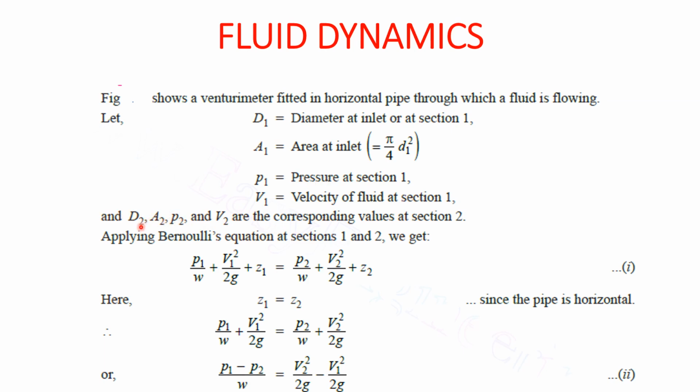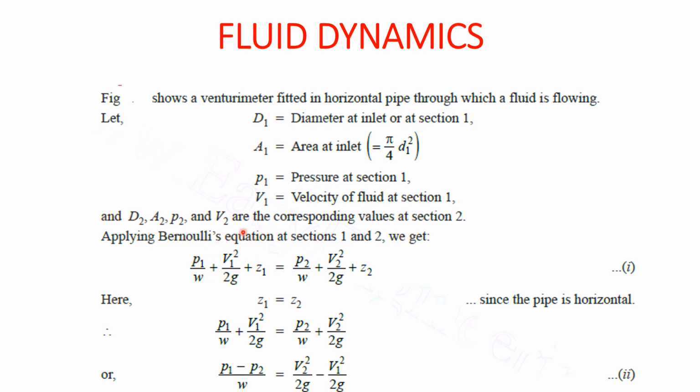The two values other than area and diameter are pressure and velocity. Let P1 be the pressure at section 1 and let V1 be the velocity of fluid at section 1. Then the other parameters D2, A2, P2 and V2 are the corresponding values, that is diameter, area, pressure and velocity at section 2. So is this clear now? These are just the considerations: D1, A1, P1 and velocity V1, and D2, A2, P2 and V2.